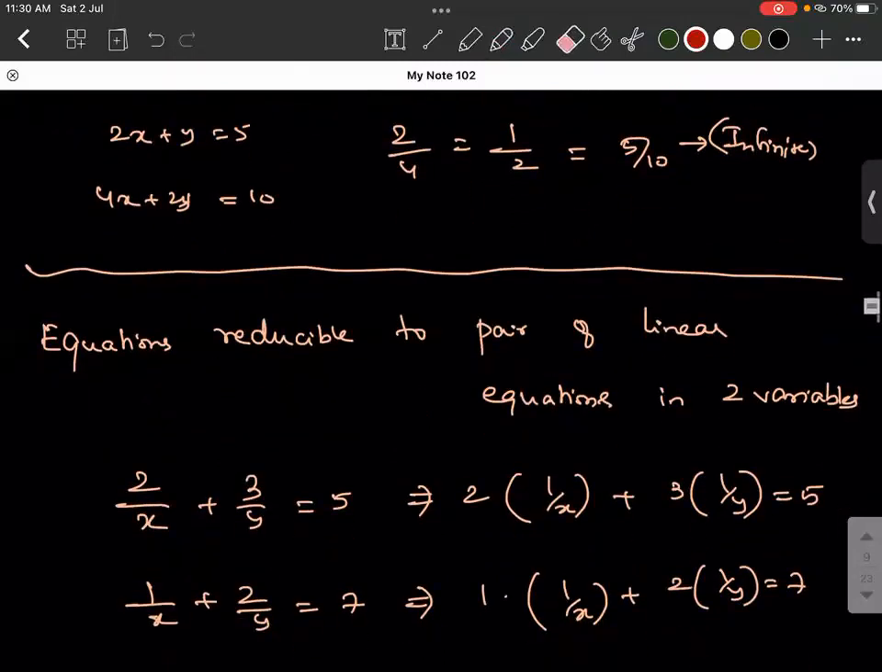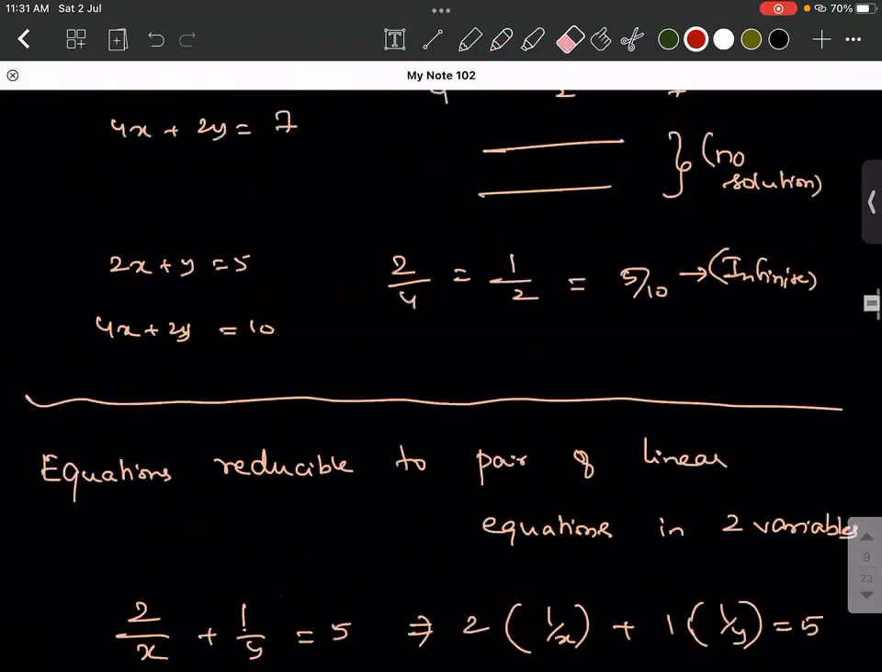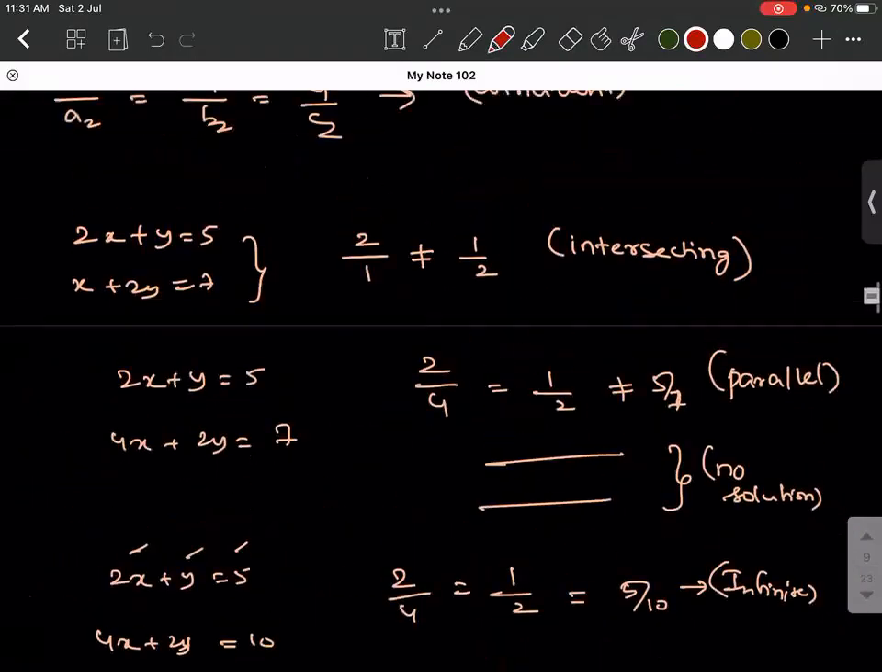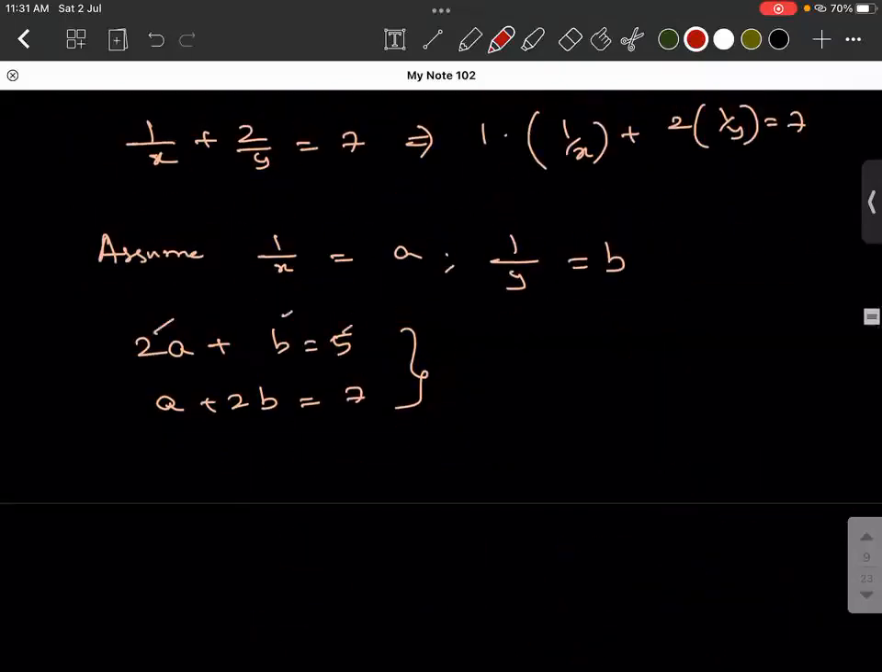One small change I'll make so that I know the answer already. So I have 2a plus b is equal to 5 and a plus 2b is equal to 7. So what will I get the value of a as? 1, and b I'll get as 3. So what is the answer for x and y?